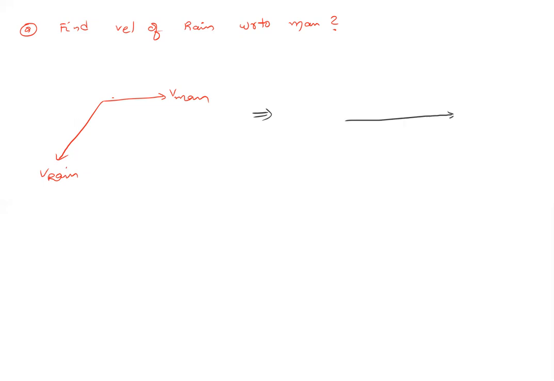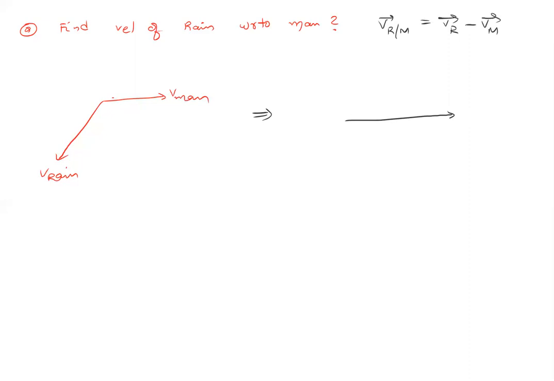Find velocity of rain with respect to man is the question. Now if your velocity of man is this way, velocity of rain is this way, then your answer will be, velocity of rain with respect to man is represented as vr bar minus vm bar.